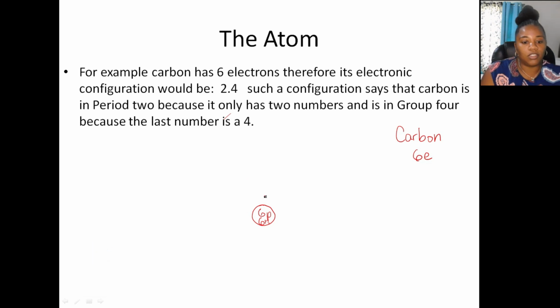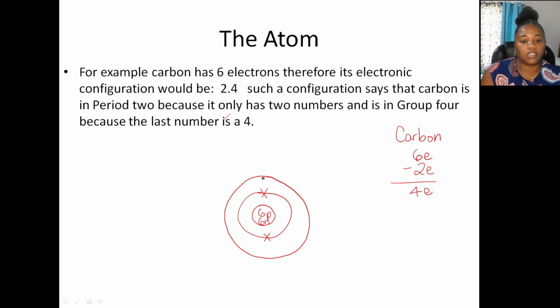Alright, so the first shell holds a maximum of 2. So we can minus 2 electrons from the original count, and we know that 2 electrons will go here. So pretty much that's all that this shell can hold. However, we have 4 more electrons that we can play with, and we know from the previous page that the second shell can hold a maximum of 8, but we have 4 here, so it can hold that.